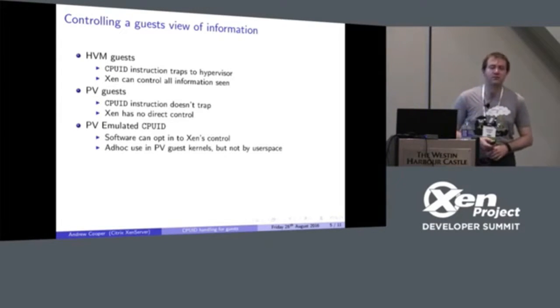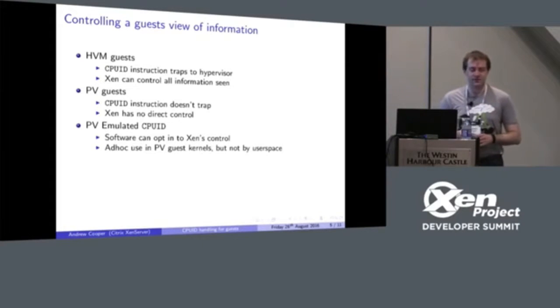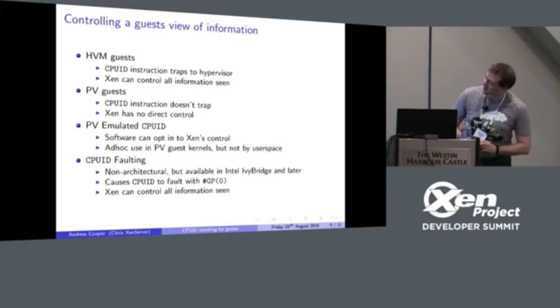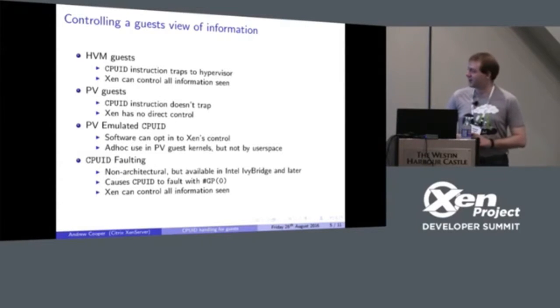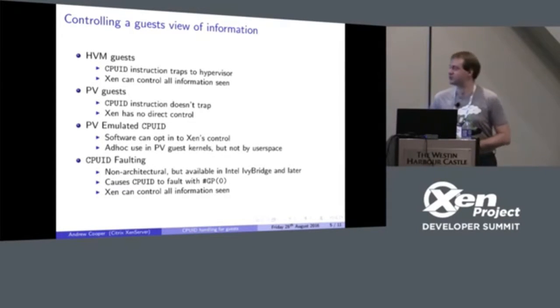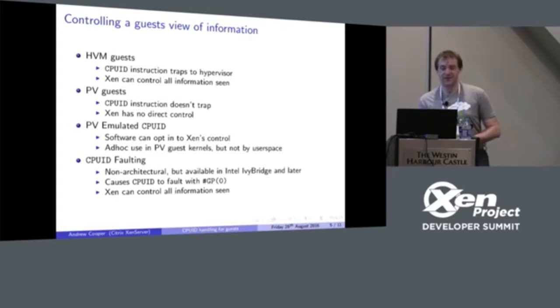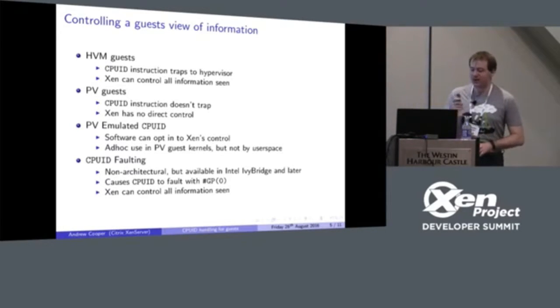And it's basically not used by user space at all. Well, there's one bit of user space, the Xen detect utility, but that's not exactly representative. Now, one option that was a little bit great came in Ivy Bridge processors called CPUID faulting, where Xen can force execution of CPUID to cause a GP fault. This is great, but it's non-architectural and not guaranteed to ever stay with us. And yeah, it would be lovely if that changed. In this case, that starts behaving exactly like HVM guests, which is very useful for us.